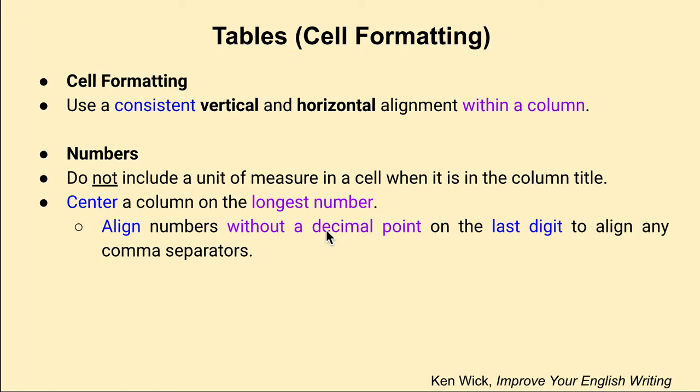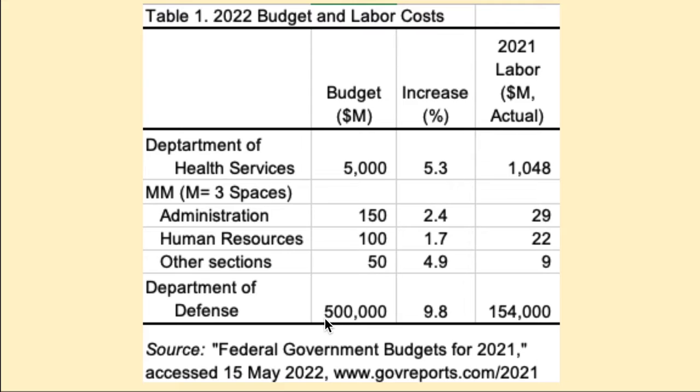Align numbers without a decimal point on the last digit to line up any comma separators. You don't want to center the numbers. You always want to align them on the last digit. This way people could actually add up the numbers themselves if they really wanted to. This makes it much easier. When you align it on the last digit, then the comma separators will all line up. So with no decimal point, you do it on the last digit.